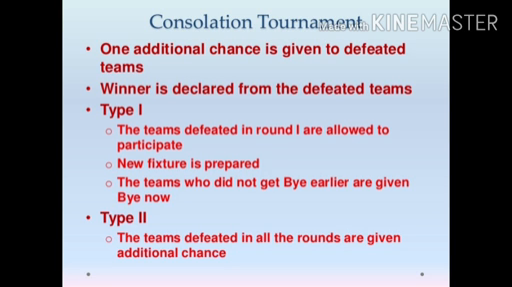In a consolation tournament, one additional chance is given to the defeated team. In this tournament, the winner is declared from the defeated teams. The consolation tournament is of 2 types. In the first type, each team gets 2 opportunities to play matches, and in the second type, the teams defeated in all the rounds are given an additional opportunity to take part. So this is all about the knockout tournament, and seeding we will discuss in the next video.